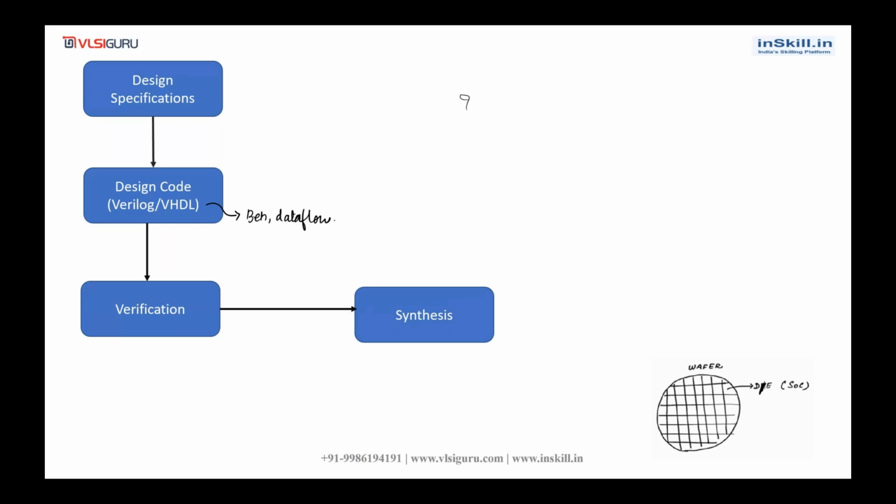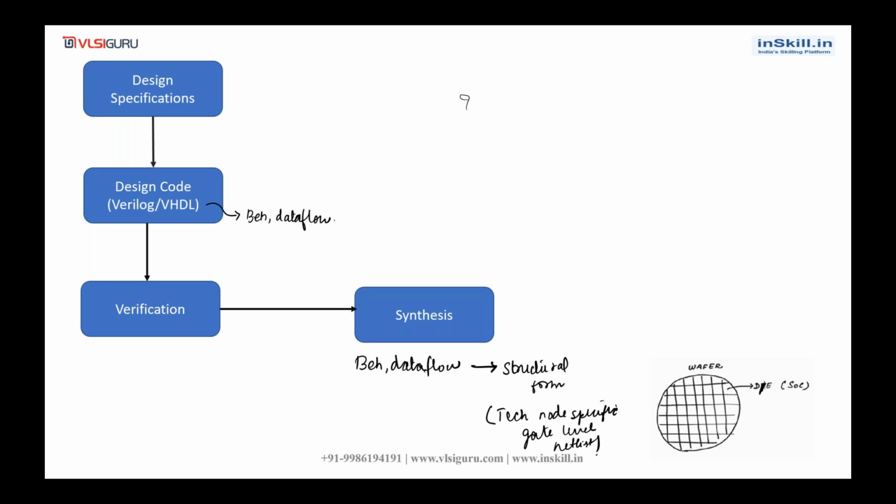So the synthesis team, what will happen is this behavioral and data flow level model code will be converted into a structural form, or you can call it a technology node specific gate level netlist.